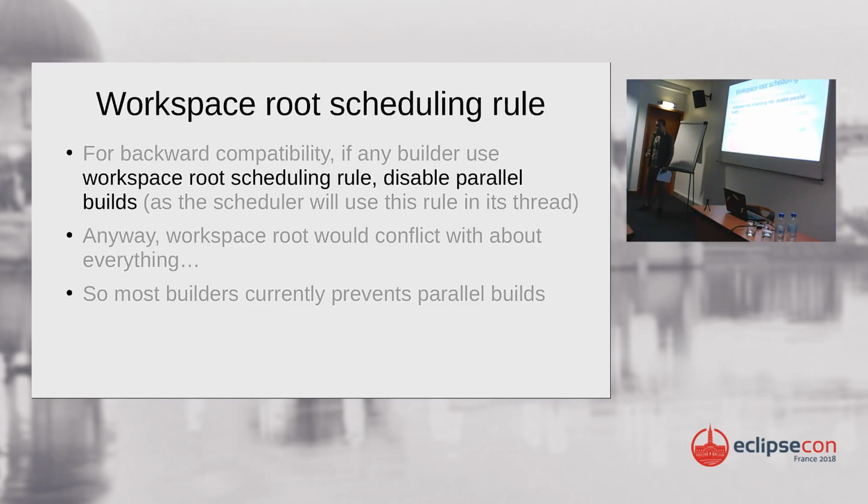Okay? So it could be perceived as an implementation detail, but actually in reality, workspace root conflicts with everything. So even if we did enable parallel builds with workspace root, it will be conflicting with everything, and you will never get two projects building simultaneously. And as I said, most builders in Eclipse IDE prevent builds from running in parallel. That's a very sad note.